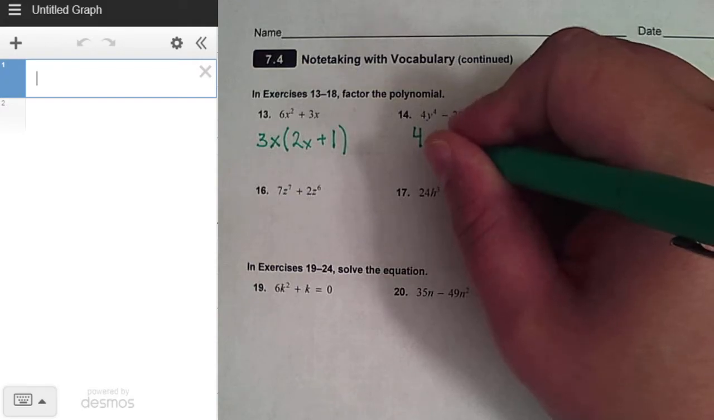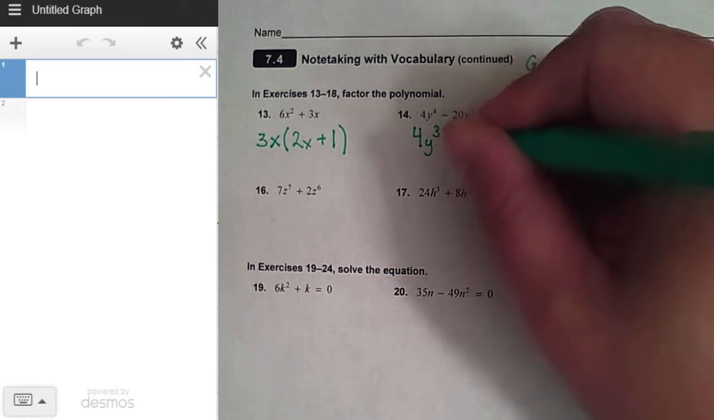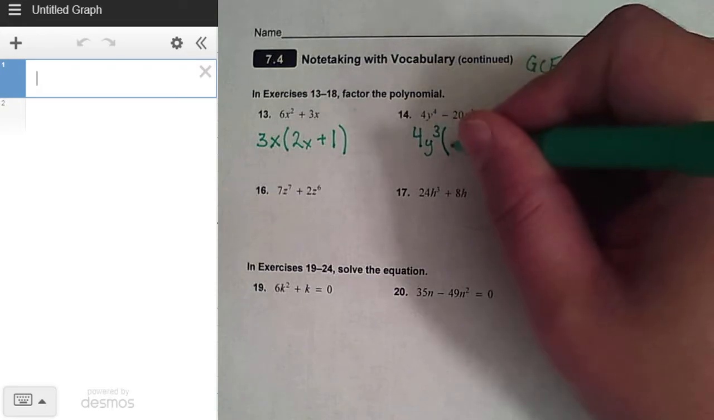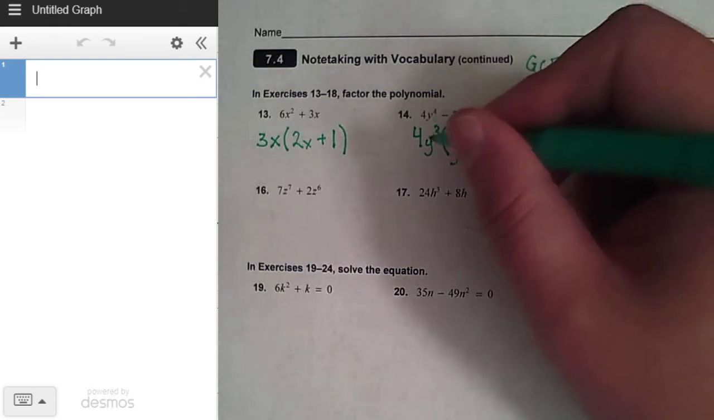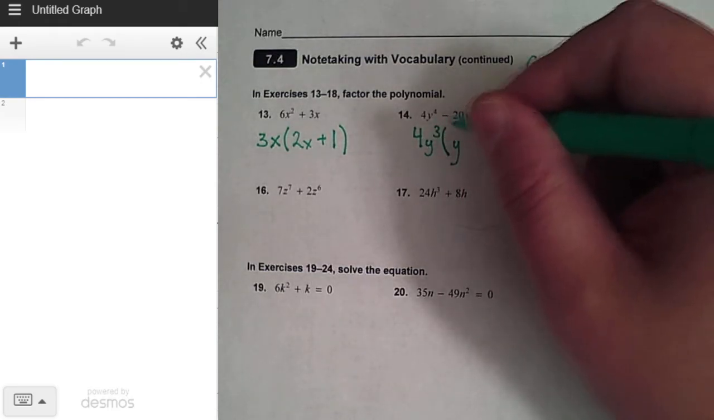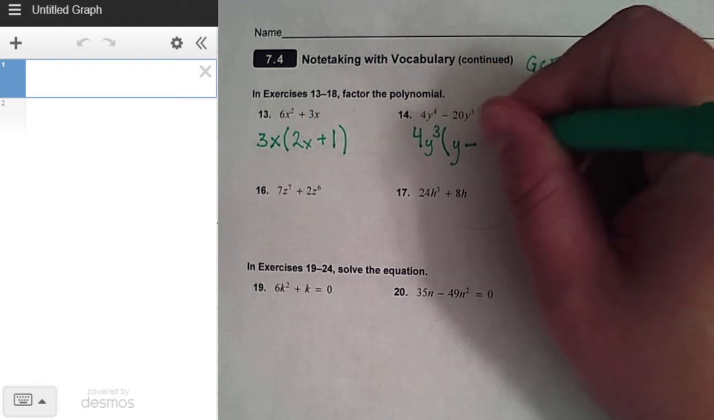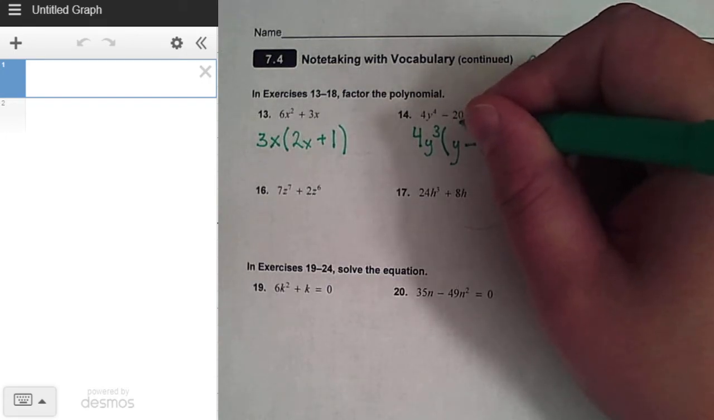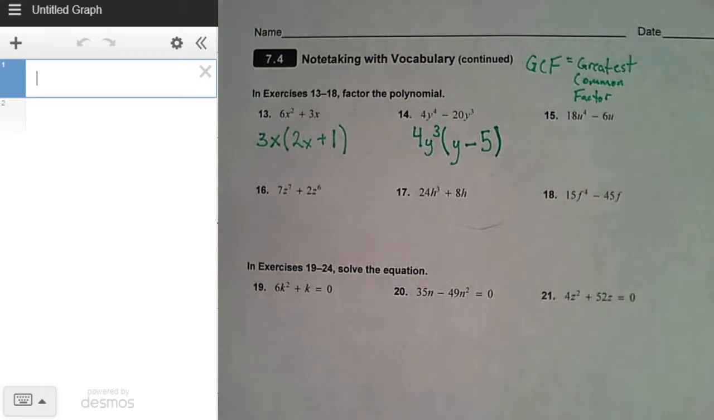So I could factor out a y to the third out of both of those. And then what do we have left? Well, 4y to the third times just one more y is 4y to the fourth. 4y to the third times 5, or specifically negative 5, is going to give us negative 20y to the third. There is our factored form for 14.